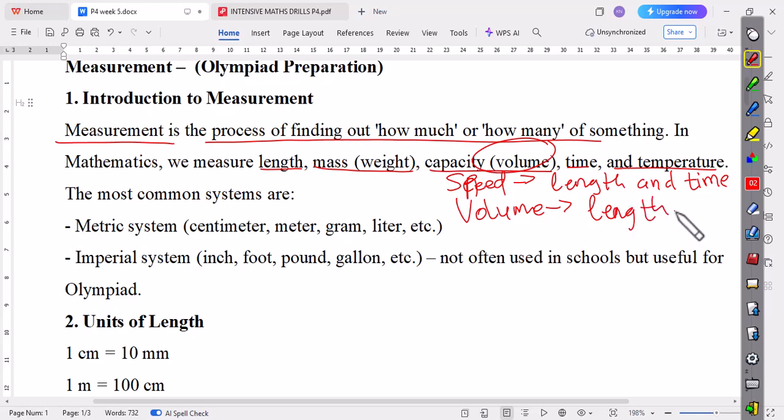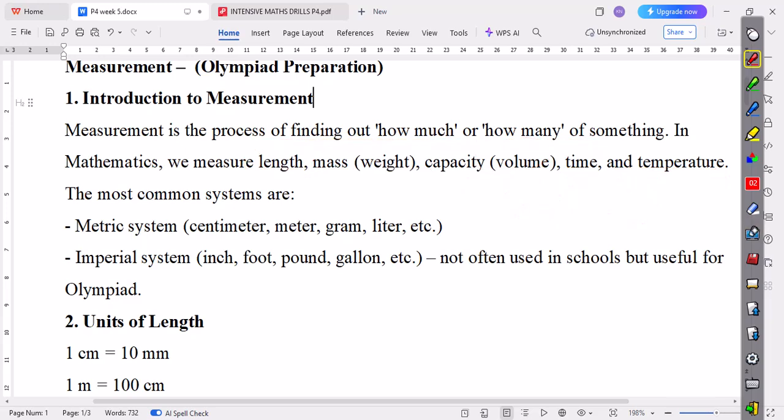So, what does it mean? We will learn about these measures one by one. We start from the common one, that is length. Here we have the units of length. The common unit of length we know is the meter. M stands for meter. But actually we have a lot of units to measure length.